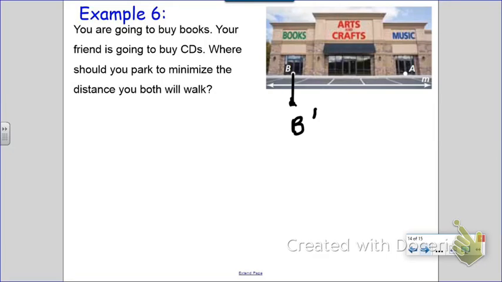So we have the same distance from B to the line and B prime to the line. Connect B prime with A. And where the line and A intersect, that will be our point. So we're going to park in that stall.